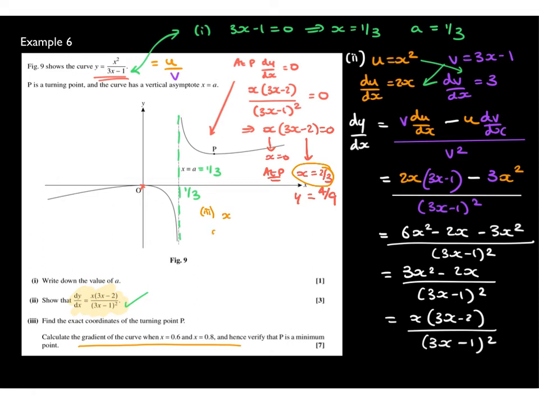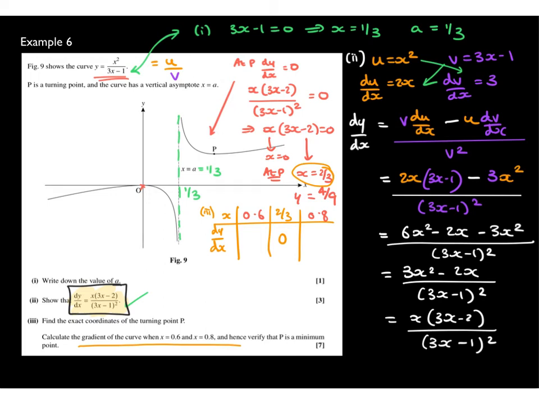So I always like to set my working out in a neat table so we can see exactly what's going on. We know when x is 2/3 the gradient is 0, but we've been asked to calculate the gradient at 0.6 and 0.8, which, as I've said, are either side of 2/3. This is a great opportunity to again use your calculator carefully and to store these values in a memory, say x, and then substitute them into the gradient formula. Be careful, make sure you're substituting into this result here, the gradient formula, and not the original equation.